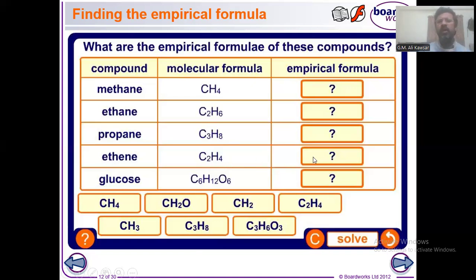C2H4 can be simplified as CH2. So here the fourth one will be CH2. And C6H12O6 can be simplified to CH2O, because by dividing all the numbers by 6, you will get 1:2:1. So it should be the second one, CH2O. I hope you understood the difference between molecular formula and empirical formula.